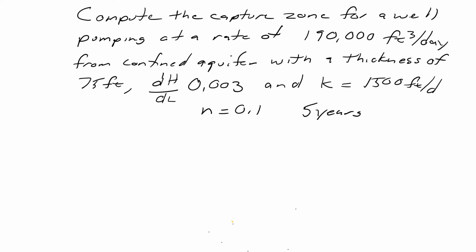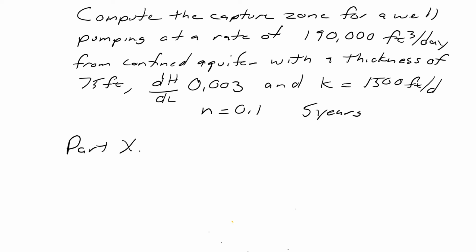So the question's pretty straightforward. You have a well, it's pumping at a certain rate, pretty high rate actually. Your aquifer is 75 feet thick, it has a porosity of 0.1, it has a slope of the water table or the potentiometric surface of 0.003, and it has a hydraulic conductivity value of 1,500 feet per day. That kind of is a measure of how easily the water is moving through it. So you've got pumping rate, aquifer thickness, aquifer properties, and the time. And that's pretty much all you need to do these equations. So I'll just go through this.